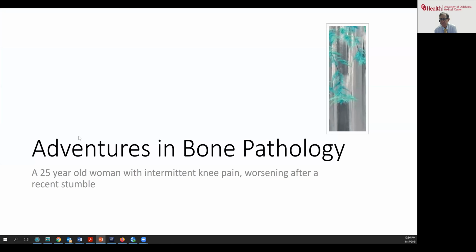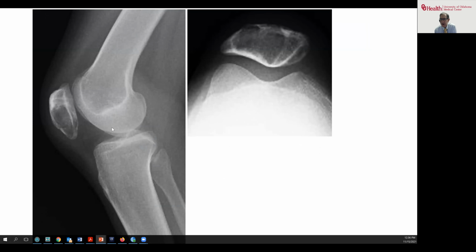The patient is a 25-year-old woman who's had on and off knee pain, which became considerably worse after a recent stumble. Radiographs were performed looking perhaps for a fracture or some other sort of lesion. And as you can see here, her joint spaces are quite intact. The major bones, the tibia, the fibula, distal femur, all appear fairly unremarkable with relatively normal markings.